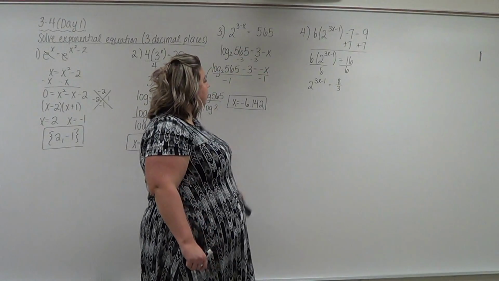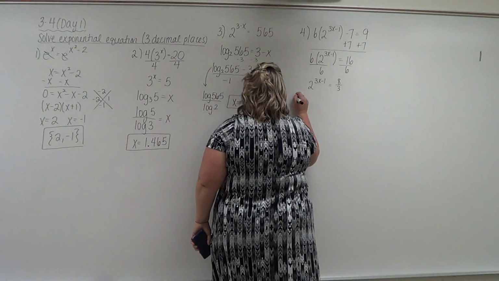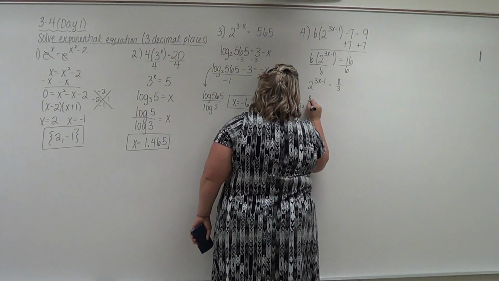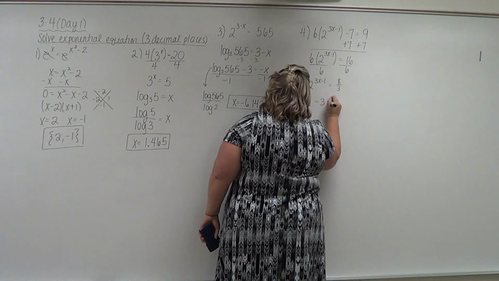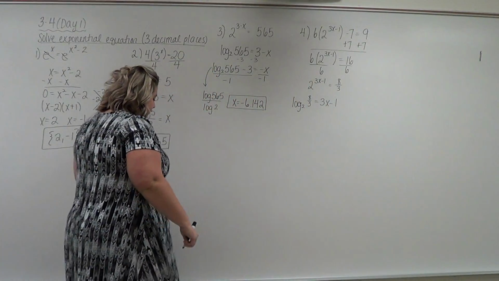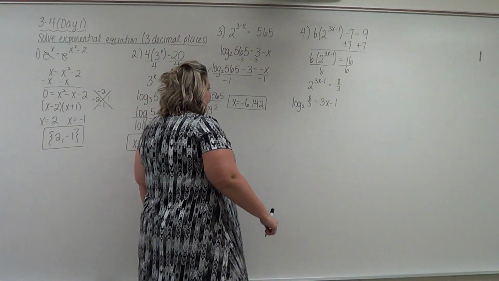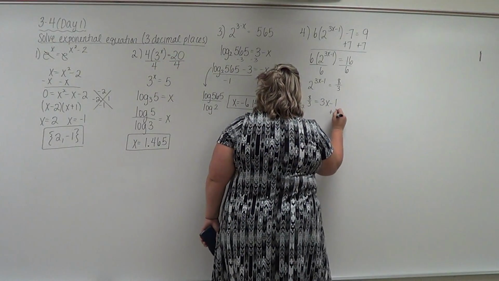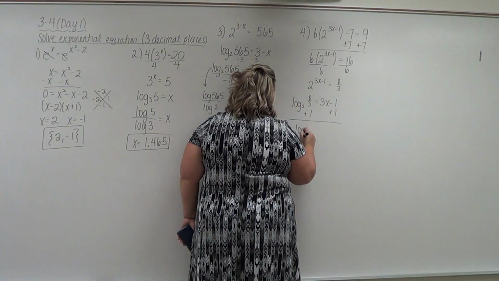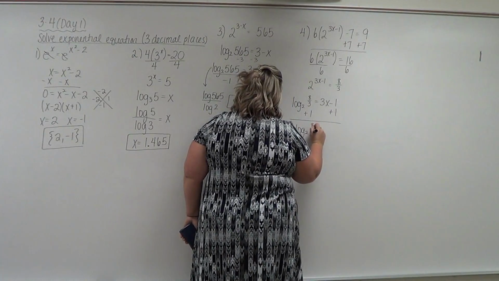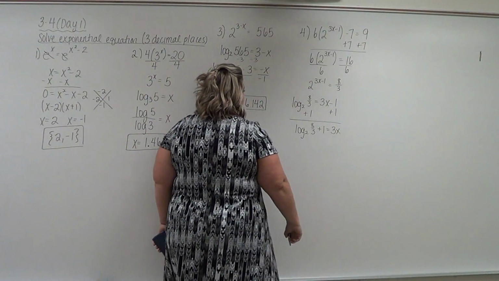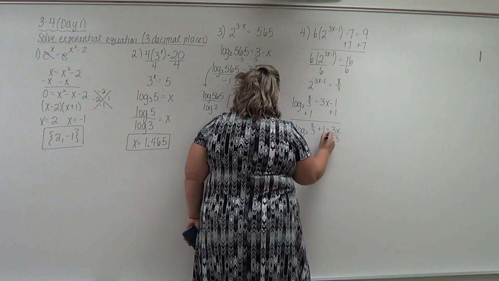Okay, so we got our exponential. So now we're going to write it like a log. So log 2 of 8/3 equals 3x minus 1. And to solve for x, I would add 1. So I have log 2 of 8/3 plus 1 equals 3x. And then I would divide by 3.